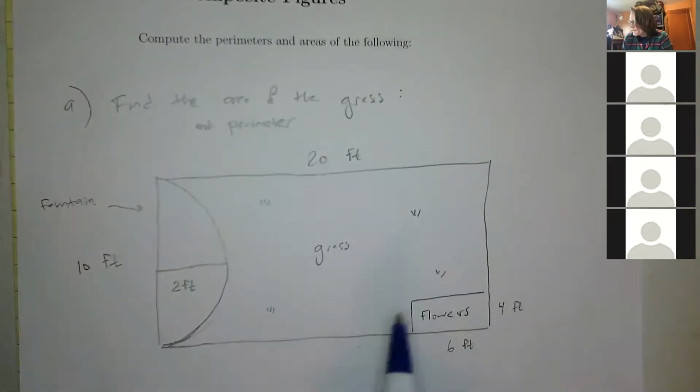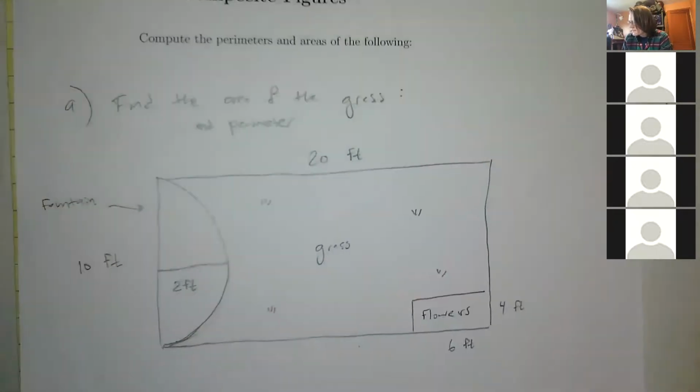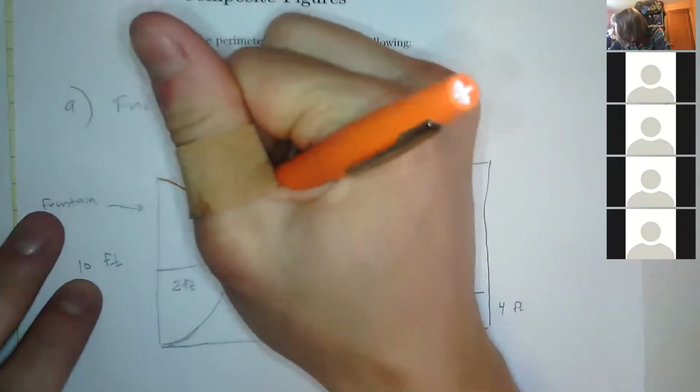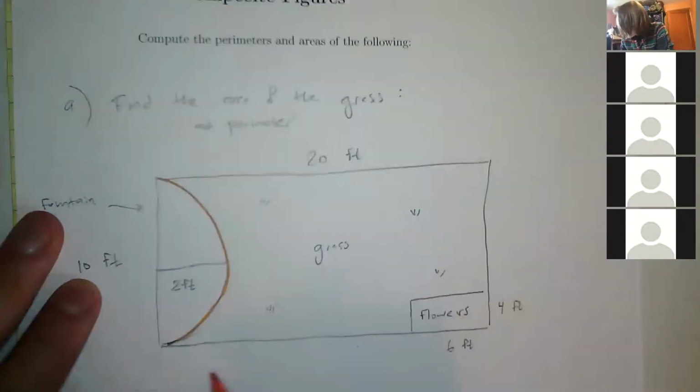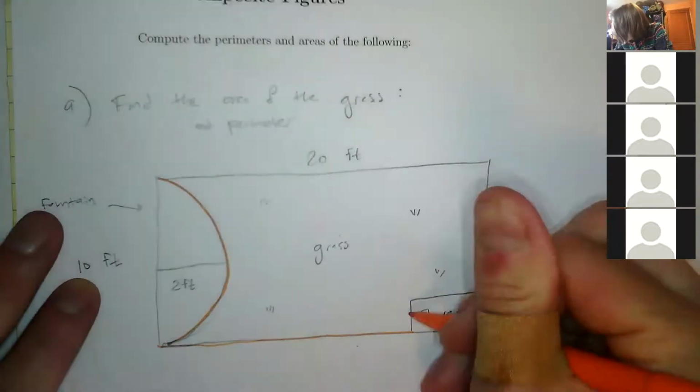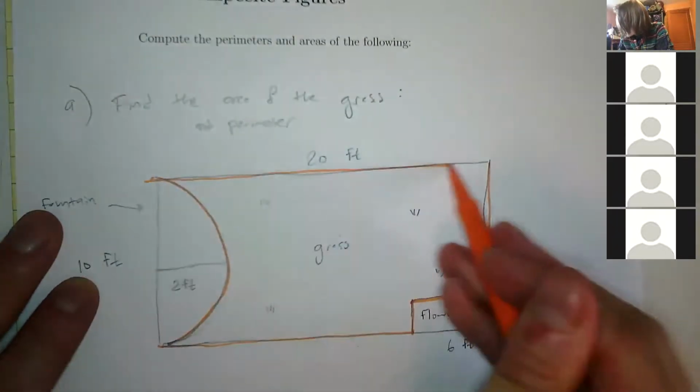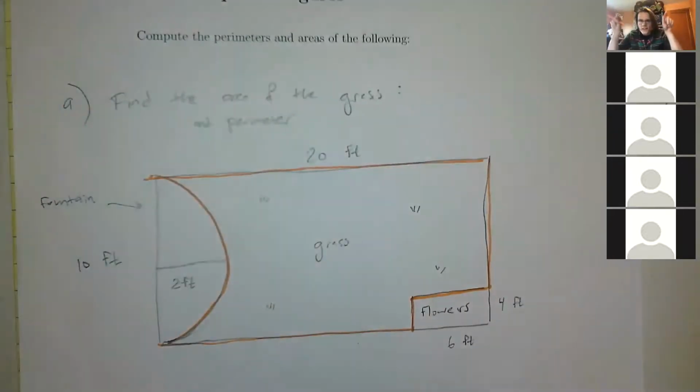Anyway, 20 by 10 feet, and I want just the grassy area. And I want the perimeter. So by perimeter, let me see if I can find something that's not colored the same color. I want this length, and then this, up and around and that. So I want all the edge. I want the length of the edge of the grass.